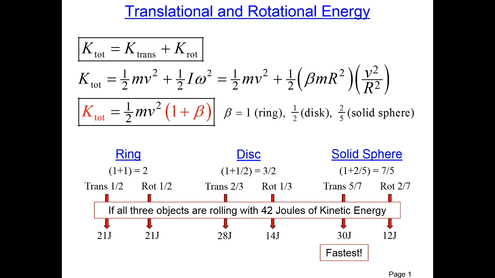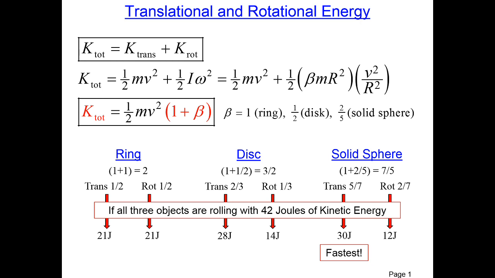In our example here, let's say we have 42 joules of kinetic energy, and they're put into a series of objects. In the case of a ring, beta is 1, so that means 21 joules are in the translational kinetic energy, and 21 joules are in rotational kinetic energy. In the case of a cylinder or a disk, beta is 1/2, so in that case 28 joules will be in translational kinetic energy, and 14 joules will be in rotational kinetic energy. So the disk or the cylinder is going to move a little bit faster than the ring.